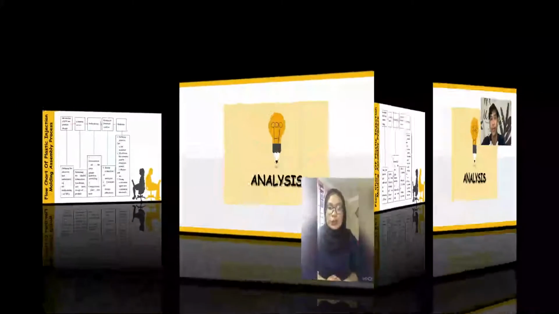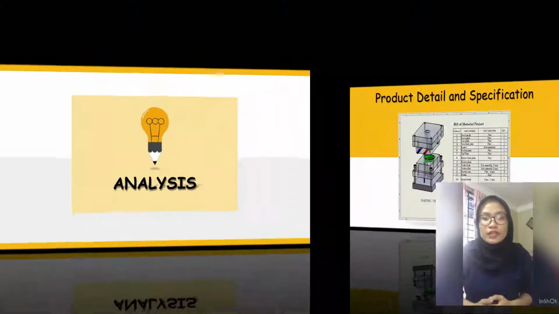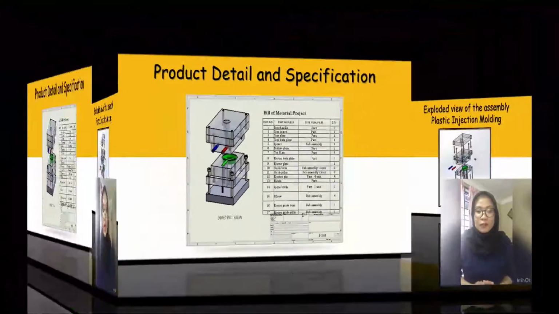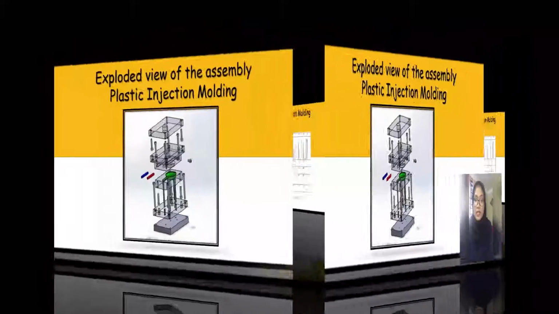Thank you. This is our product detail and specification that was drawn using SolidWorks. The product name is plastic injection molding and it has 70 parts that consist of door handle, core insert, core plate, core back plate, spacer, bottom plate, top plate, ejector back plate, ejector plate, guide bush, guide pillar, ejector pin, nozzle, sprue bush, screw, ejector guide bush, and ejector guide pillar. This picture shows the exploded view of the original plastic injection molding.